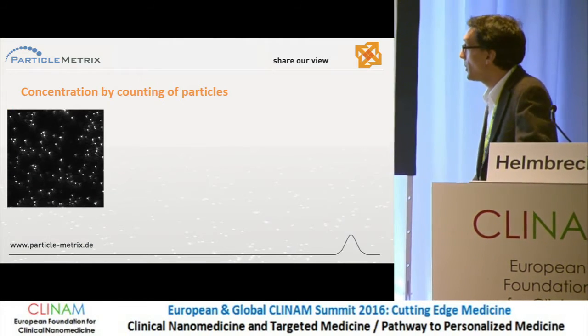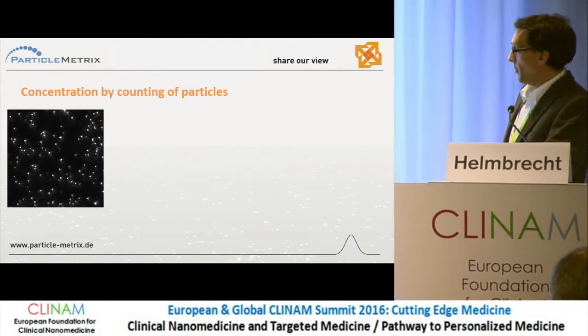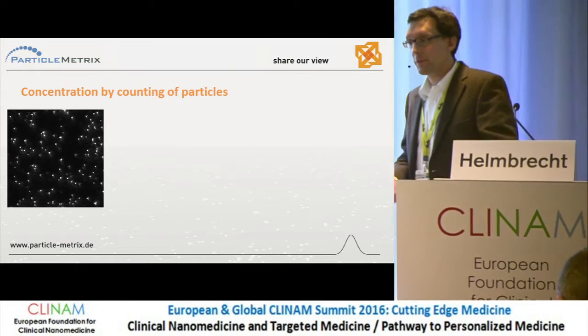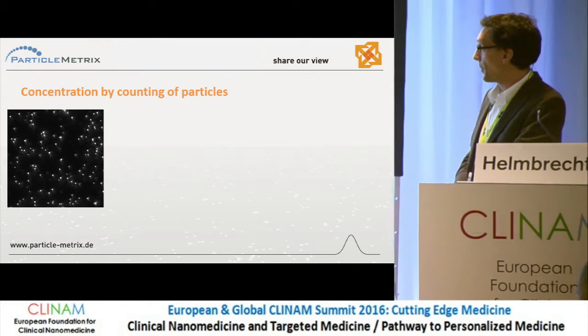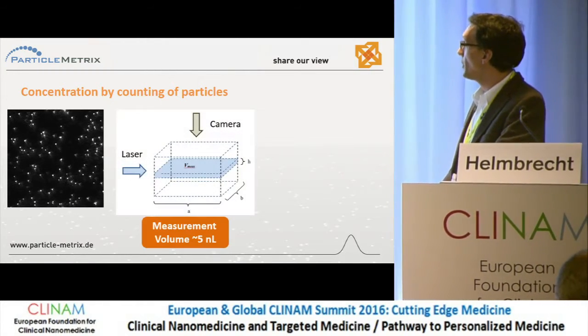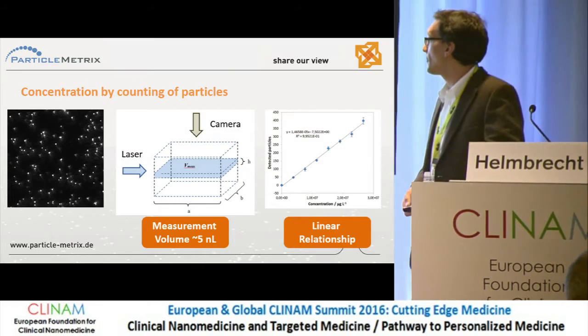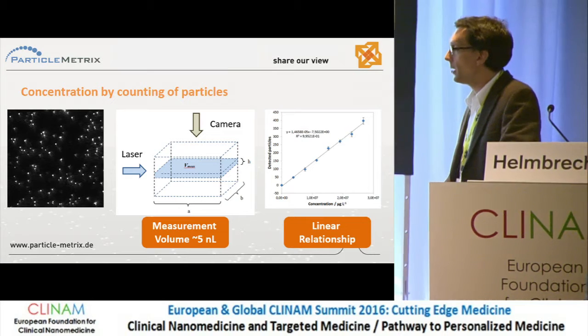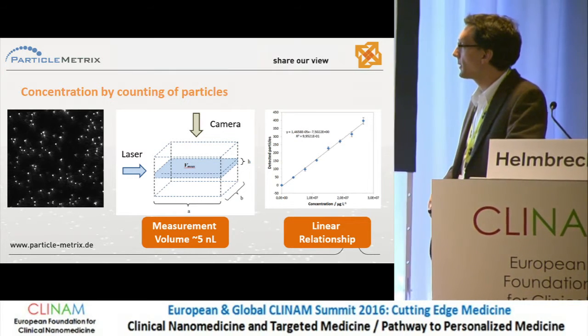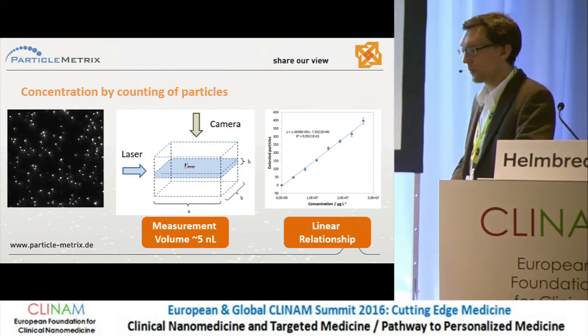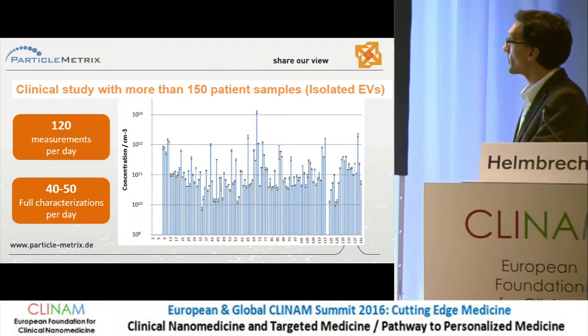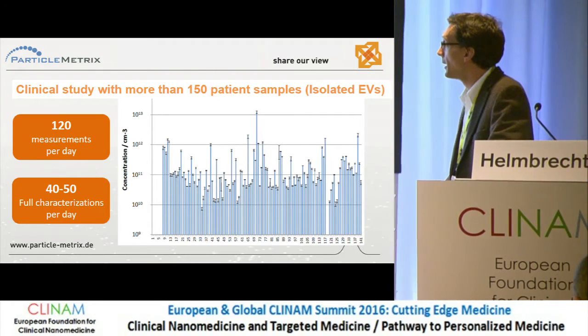Concentration, how do we do that? Basically, you see the reflective pattern of the different particles, and because we know the volume, which is around 5 nanoliters, we can have a linear relationship between the detectable incidence of the particles by knowing the volume, and so calibration is easy. It's a quite fast technique.